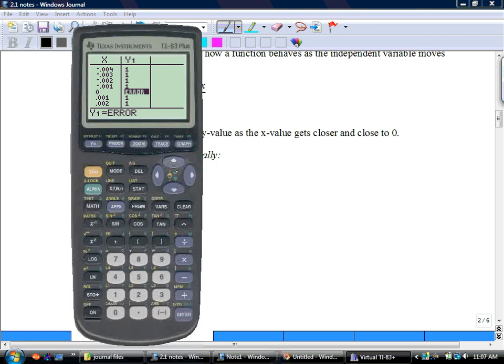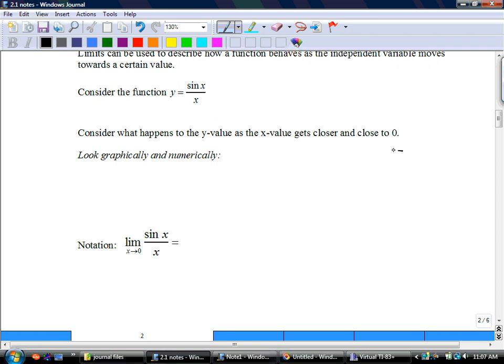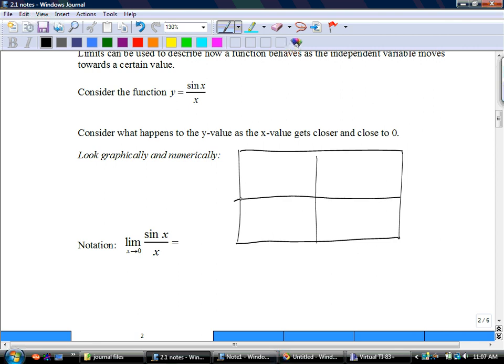Why is it saying error here, kids? Look at the original function. Why is it saying error? You can't divide by zero. So graphically, what actually should happen, and if you had really good computer software and not a graphing calculator, the picture would look slightly different. If you were using a good piece of graphing software on the computer, it would actually put a little hole there.